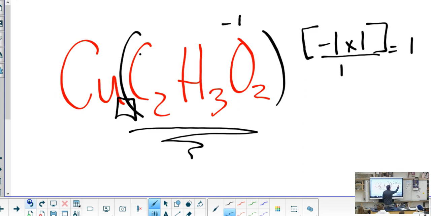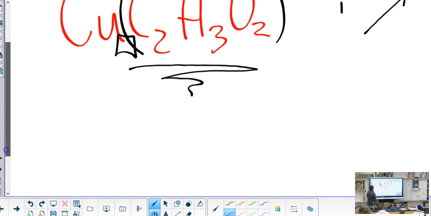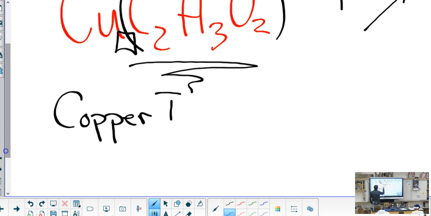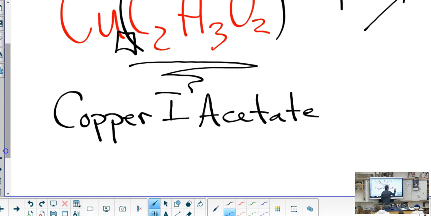All right, now the instructions say to take that number and convert it to a Roman numeral to follow the name of the metal. So what is Cu? Copper. And what was this? 1 acetate. Copper 1 acetate is the name of that. Now, there's a lot of steps there, but individually they're not that bad. Let's do another one just like that. So we'll go down to, let me look at something real quick.